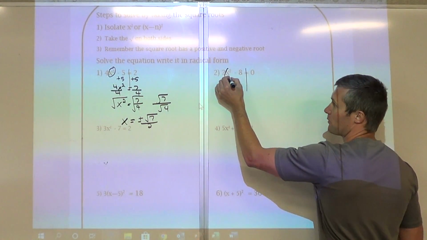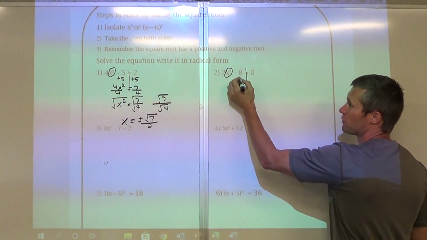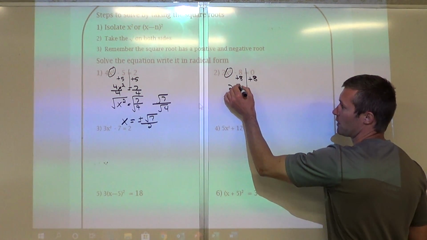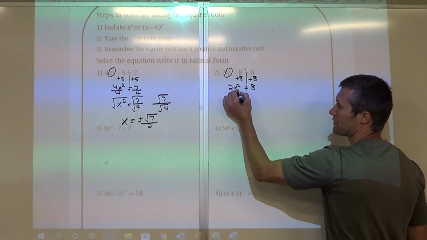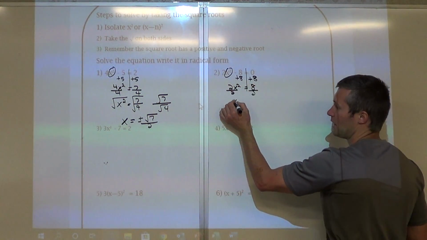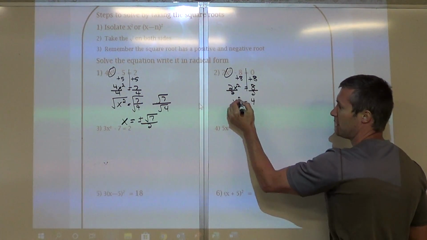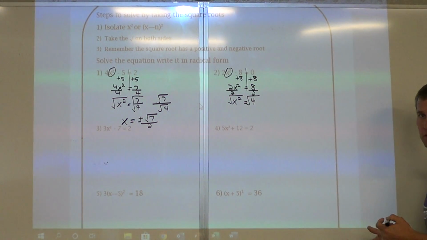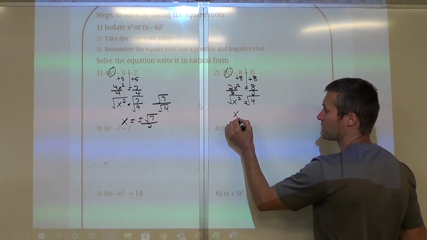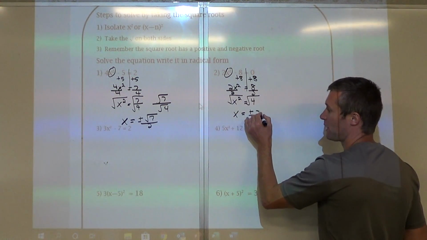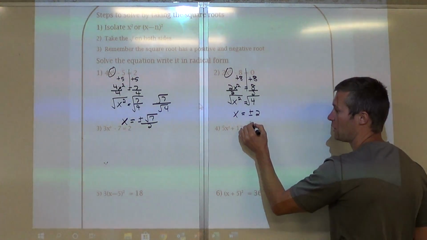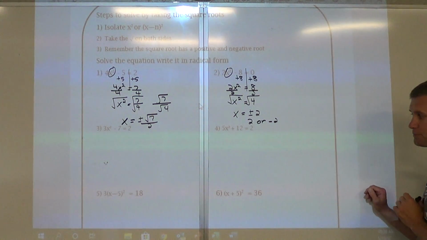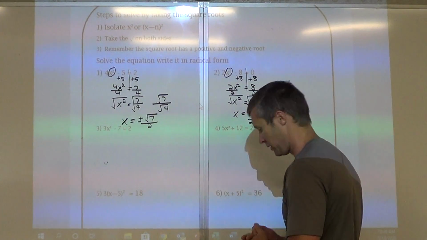We want to isolate. We want to get that by itself. So we add 8. 2x squared equals 8. Divide by 2. X squared equals 4. And then we take the square root of that. What's the square root of 4? What times itself gives you 4? That'd be 2. So you could say plus or minus 2, or what this means is 2 or negative 2 is your answer. Come to the next one.